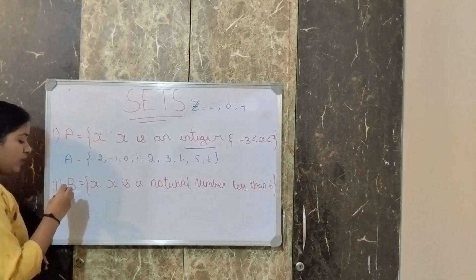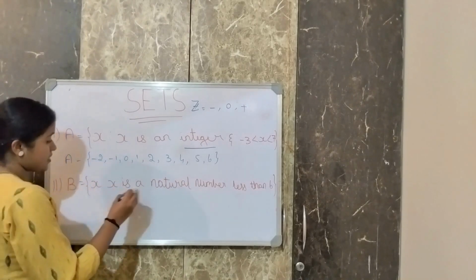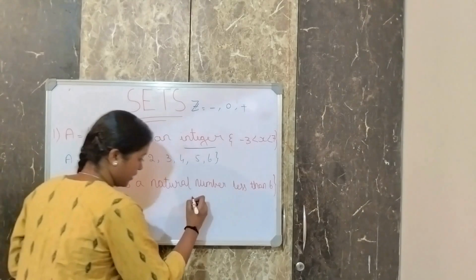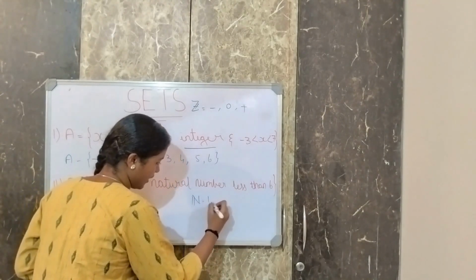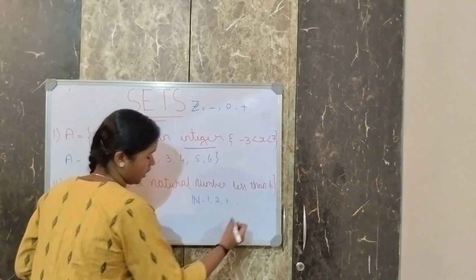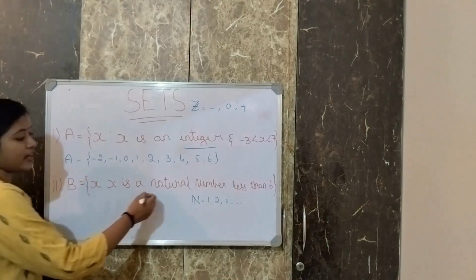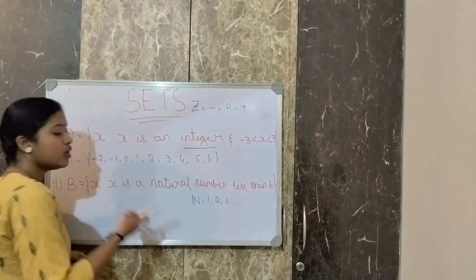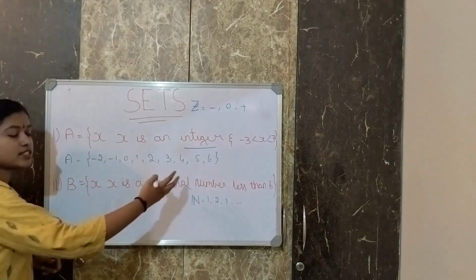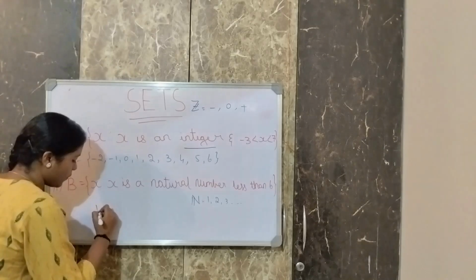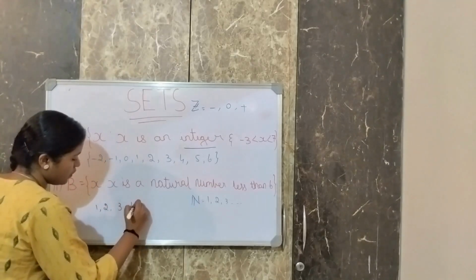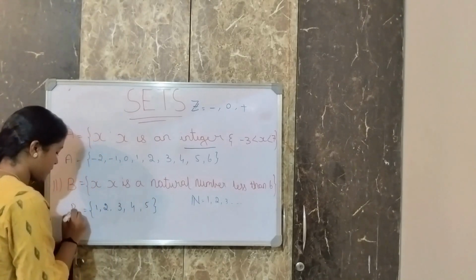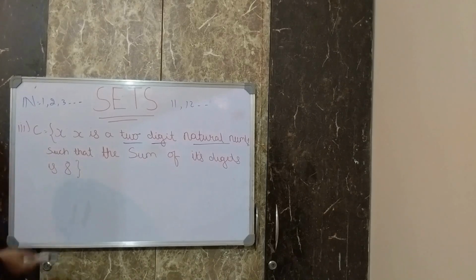In the second question, they have given B equal to x such that x is a natural number less than 6. So from where does the natural number start? We know that natural numbers are 1, 2, 3 and so on, right? They have mentioned that it is a natural number less than 6. Is 6 included? No, because they have given less than 6. So what is the list of natural numbers that are less than 6? They are nothing but 1, 2, 3, 4, 5. So this is your set B. Now let's see the third one.